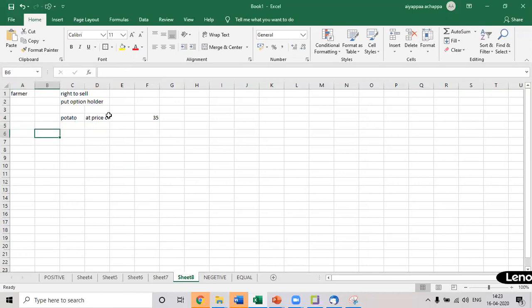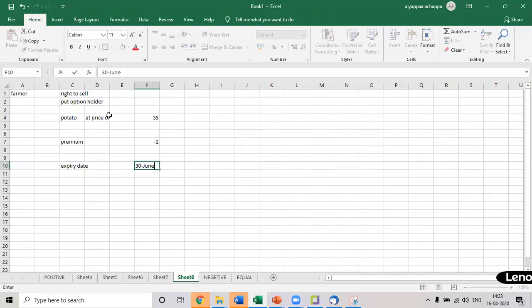Now the farmer for this will have to pay a premium of, let's say, 2 rupees. And then there is an expiry date, that he needs to sell before 30th of June. So here the farmer is getting a right to sell, so he becomes a put option holder, and then he needs to pay 2 rupees premium.